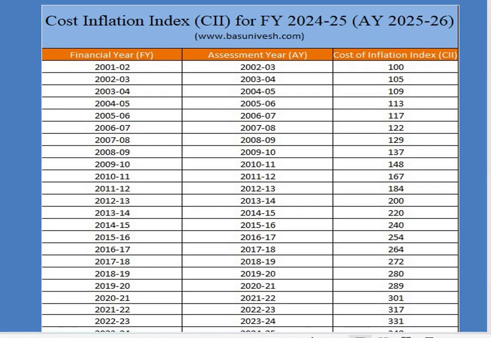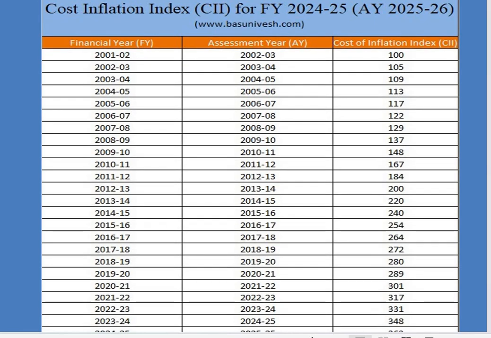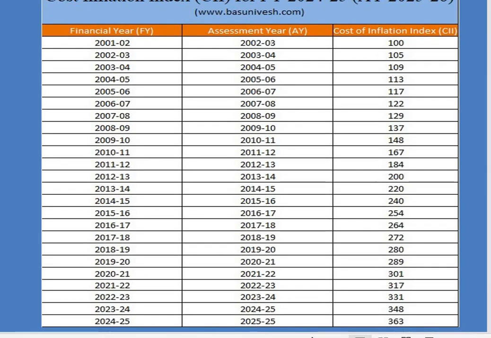It started from the year 2001-2, that is assessment year 2002-3. The cost inflation index starts from 100. Then in the second year, by considering the inflation, it became 105, 109, 113, like that. You need not memorize this, but you must understand it.